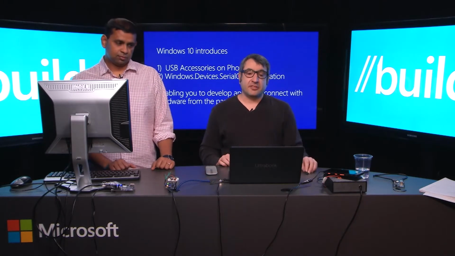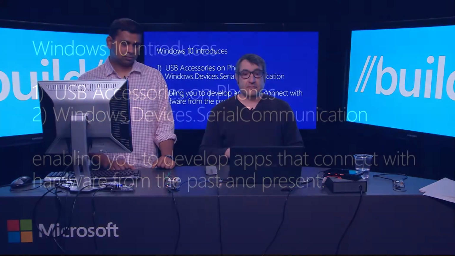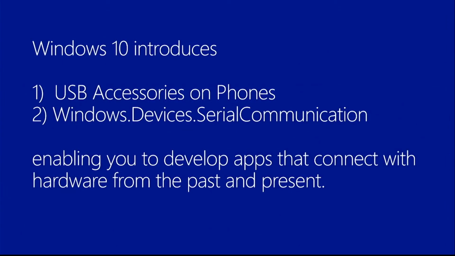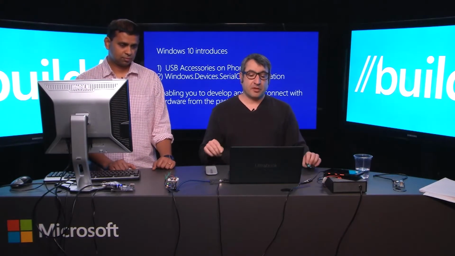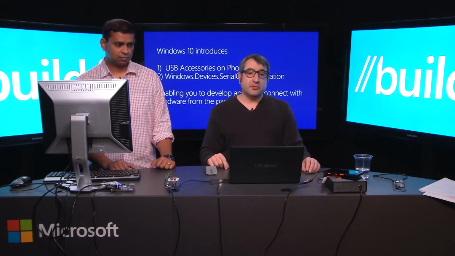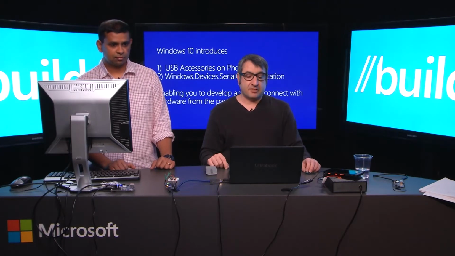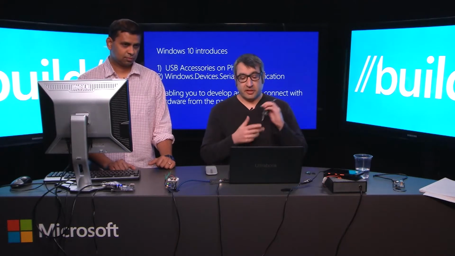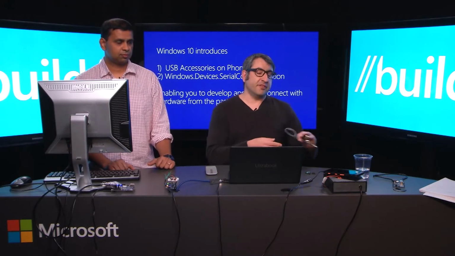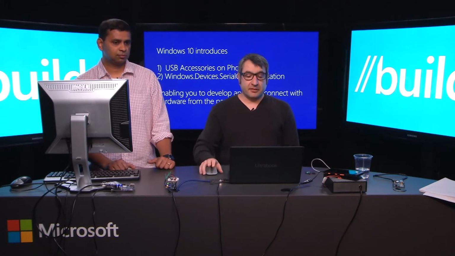Windows 10 adds USB accessory support. Yep, now you can connect plain old accessories like this USB flash drive to a phone running Windows Mobile. And it also adds a new Universal Windows App namespace for serial device communication, prevalent in old hardware like RS-232, as well as future devices not even prototyped yet.